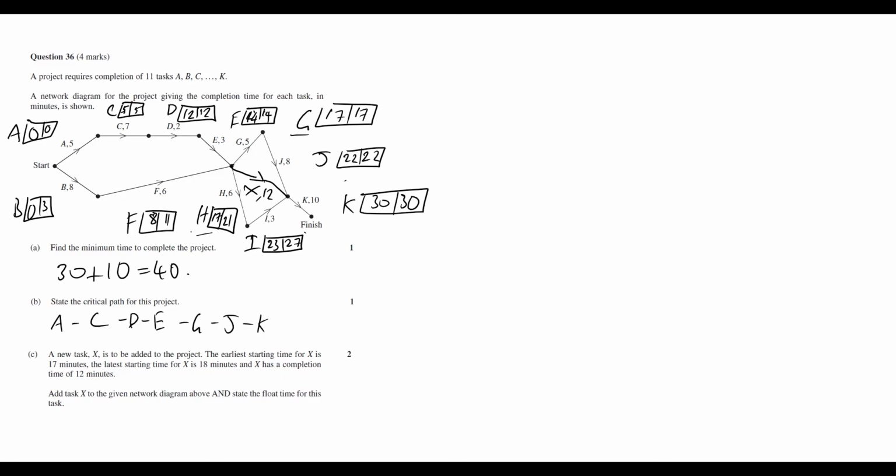Okay, now the float time is given as the difference between the earliest starting time and the latest starting time. So they've pretty much just given us that answer there. The earliest starting time was 17 minutes, the latest starting time is 18 minutes. Well, the difference between those is 1 minute. So we'll just quickly write float equals 1 minute. And there we go. So we've finally finished question 36.